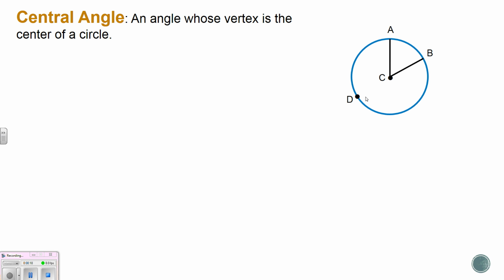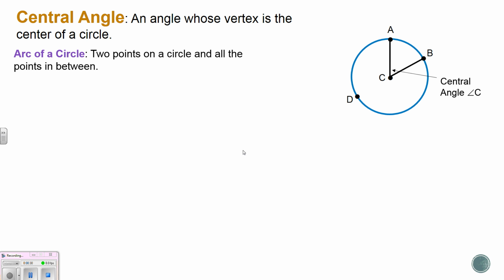And in a circle, a central angle is simply an angle whose vertex is the center of the circle. So this right here, angle C, is considered a central angle. Now, an arc of a circle, you're going to have 2 points like A and B, or you could have A and D or D and B, it doesn't matter. But there are 2 points on a circle, and all of the points in between those endpoints as you're traveling around the circle, like if you were walking from point D to point A, that would make up an arc, and that's the arc of the circle.